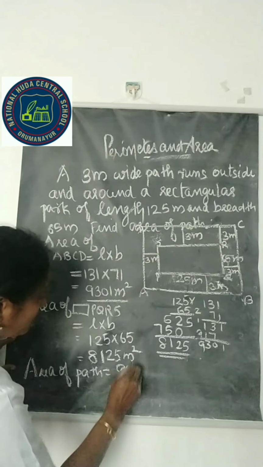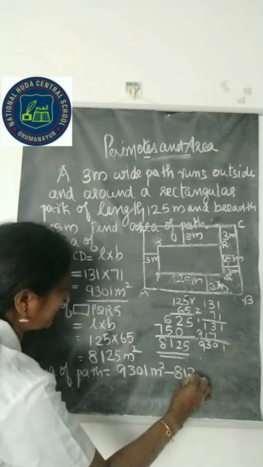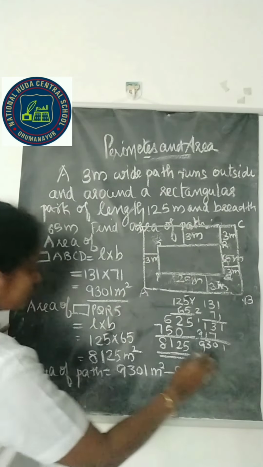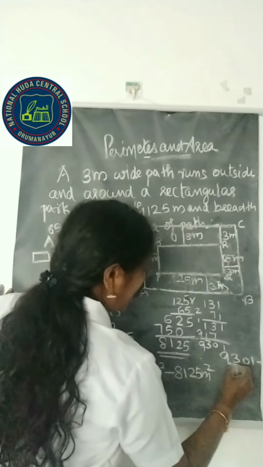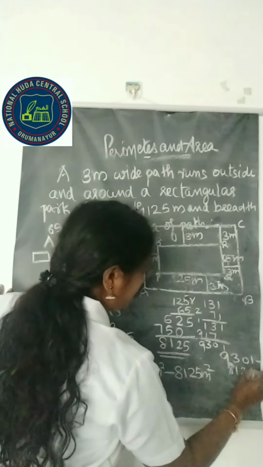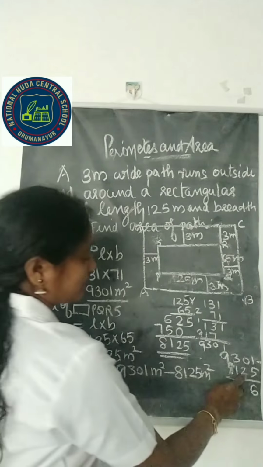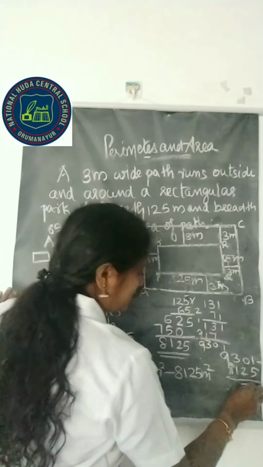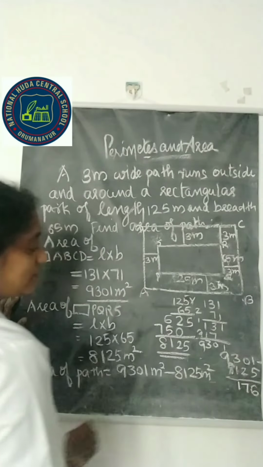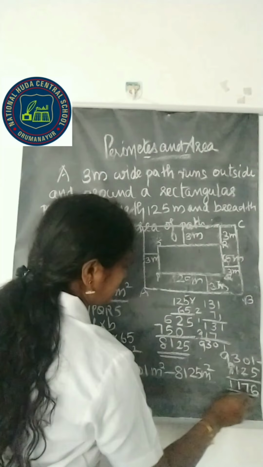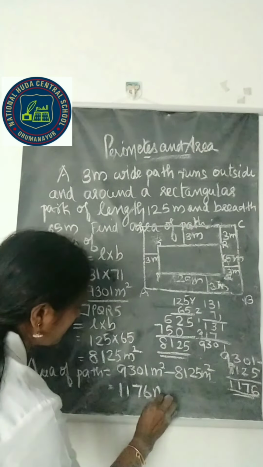Now, what is the area of the path? It is equal to 9,301 meters square minus 8,125 meters square. So, when we subtract, what will we get? 9301 minus 8125 is equal to 1,126 meters square.